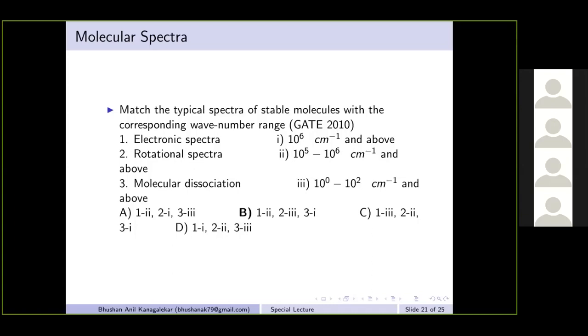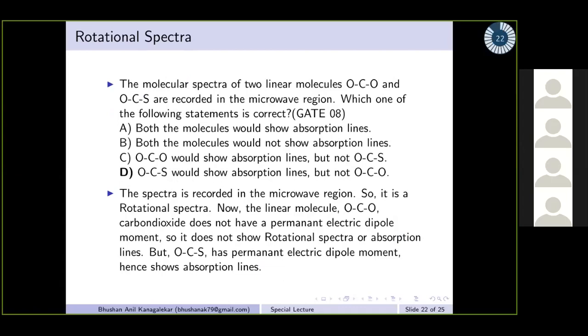So electronic spectra will correspond to the second option. Molecular dissociation having the highest energy, it will correspond to first option, and rotational spectra have in this region third option, 10 to the power 0 to 10 to the power 2. So this is the way. Instantly, if you want to solve such kind of problems in GATE 1 mark or 2 marks questions, you can go with the wave number, energy proportional to wave number, or energy inversely proportional to wavelength. Just arrange those things in the order of increasing energy. So this is regarding the region of the electromagnetic spectrum in which the different spectra are seen.